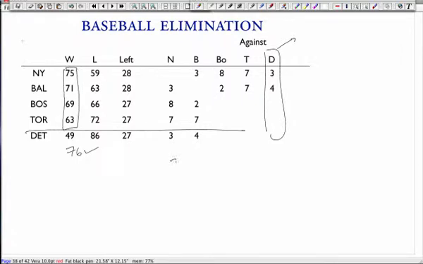Let's add them all up. So 75 plus 71 plus 69 plus 63. And let's also add up all of the games that these teams have amongst each other. Okay? So it's going to be 3 plus 8 plus, so that's 10, 27, right? So this is how many wins they have, and somebody has to win these games. Let's assume that there are no ties in baseball, so of course they all won. What's the sum of these 5 numbers?